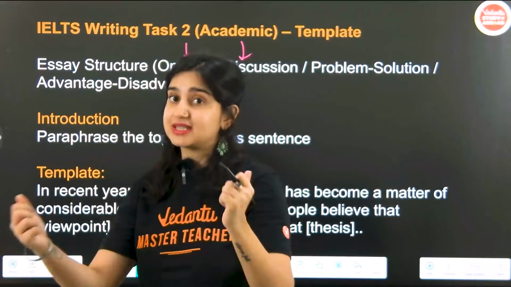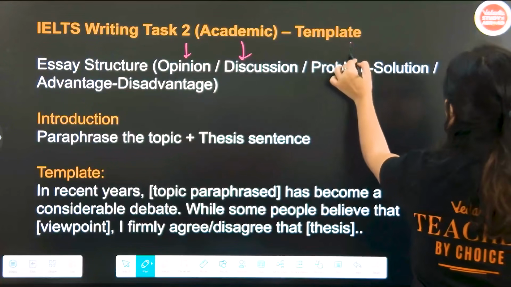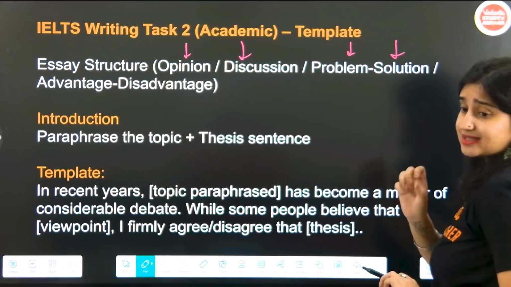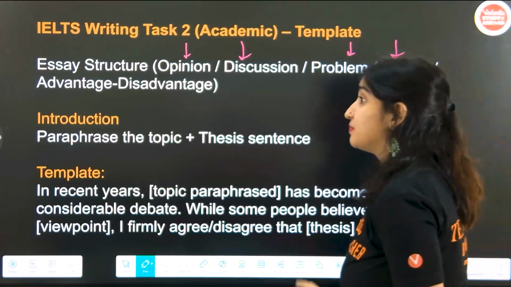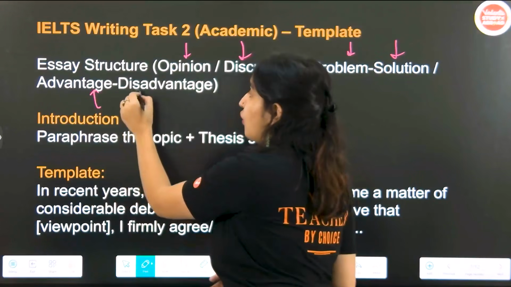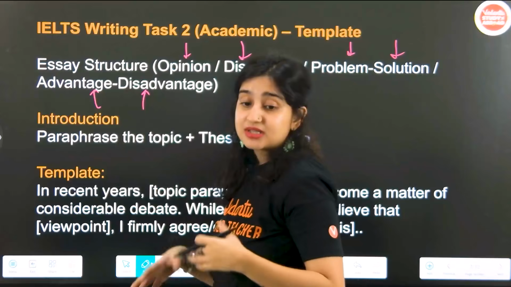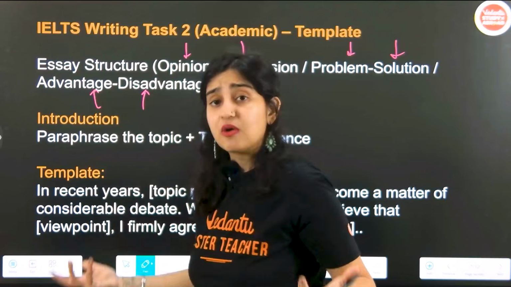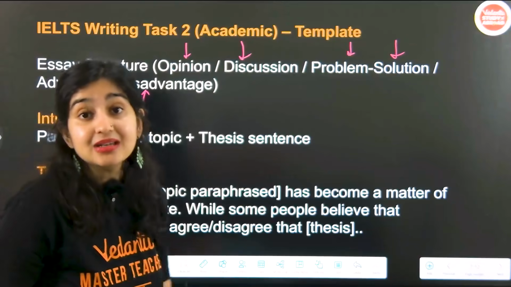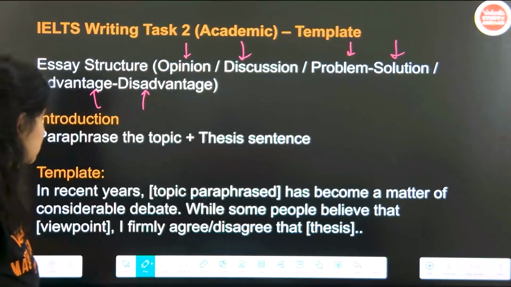Provide points for both sides. It could tell you that this is a problem. What is a possible solution for this problem? Why does this problem exist? How can it be solved? Some people think this A is better than B. Which do you think has more advantages? Discuss the advantages and disadvantages of both. So these are the different essay structures that you can come across in IELTS task 2.